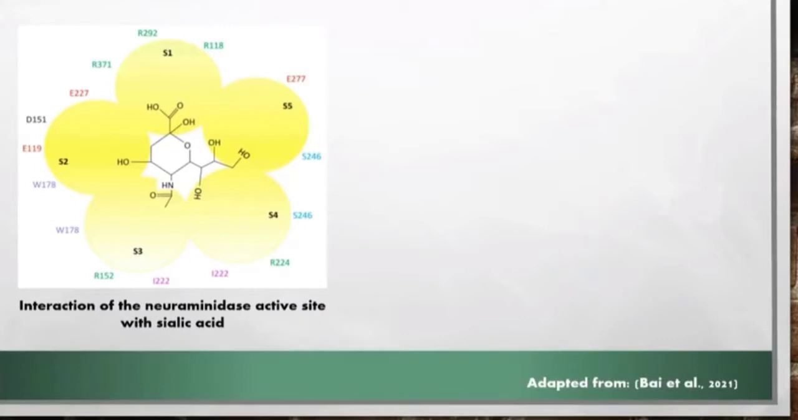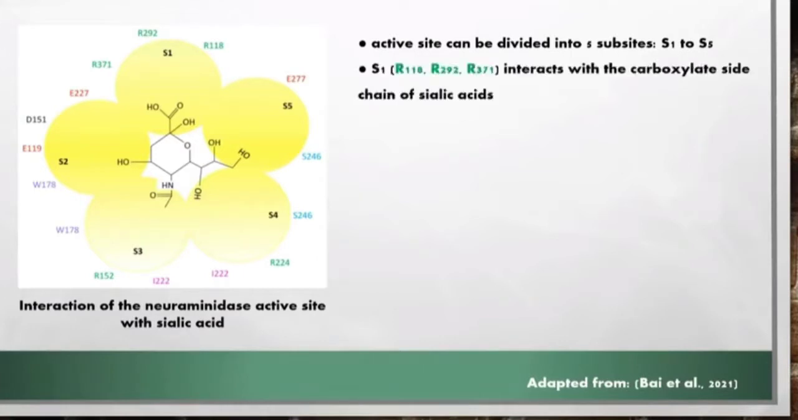So this figure shows the interaction of the neuraminidase active site with sialic acid in the absence of neuraminidase inhibitors. The active site can be divided into 5 subsites, namely S1 to S5. S1, which is made up of arginine 118, 292 and 371, will be able to interact with the carboxylate side chain of sialic acid.